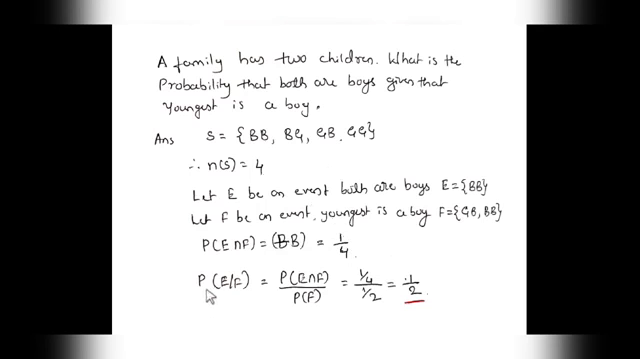Now, probability of E given F, that is probability of E when already F has occurred, is P of E intersection F divided by P of F, which is equal to, this is 1 by 4 and the probability of F is 2 divided by 4, that is 1 divided by 2. If I simplify this, I'll get 1 divided by 2.